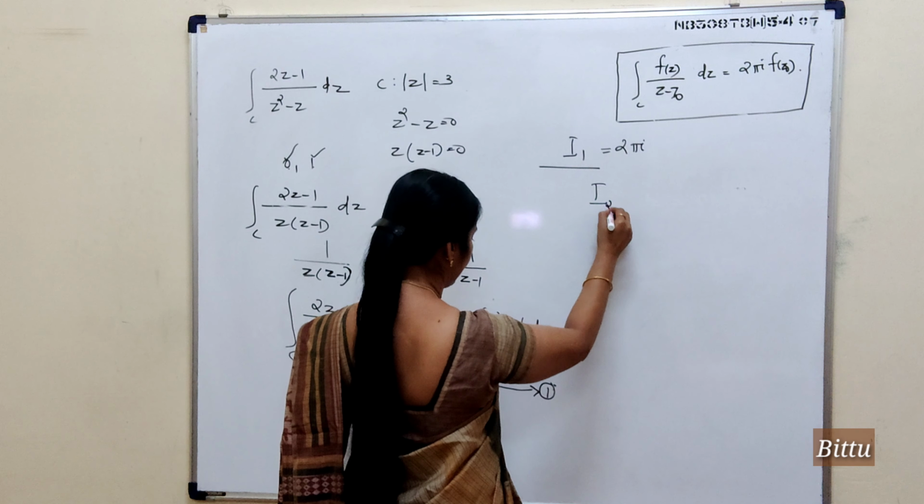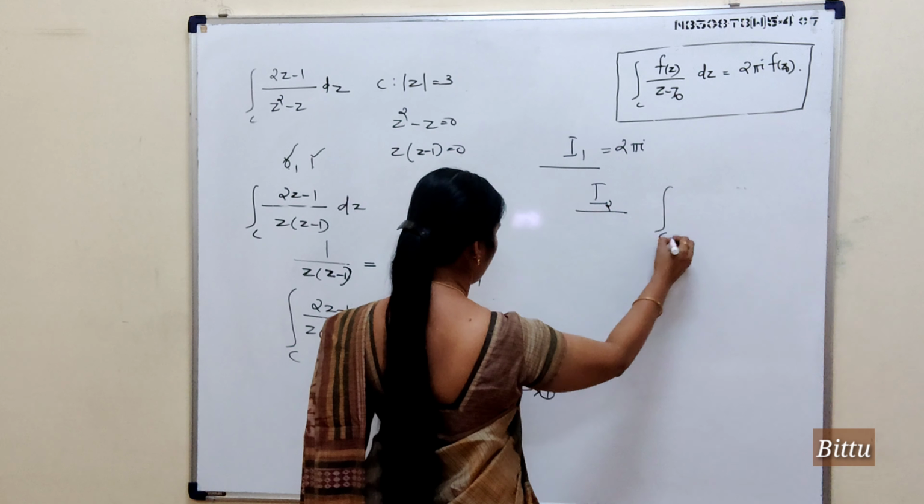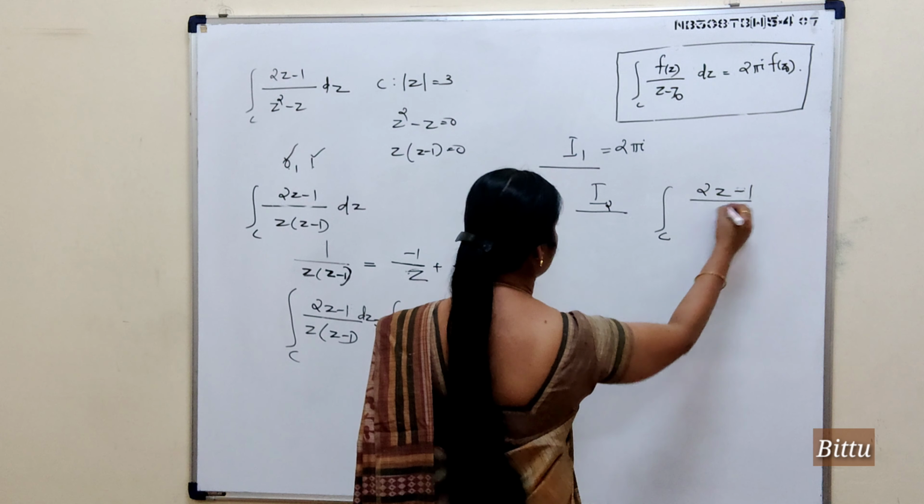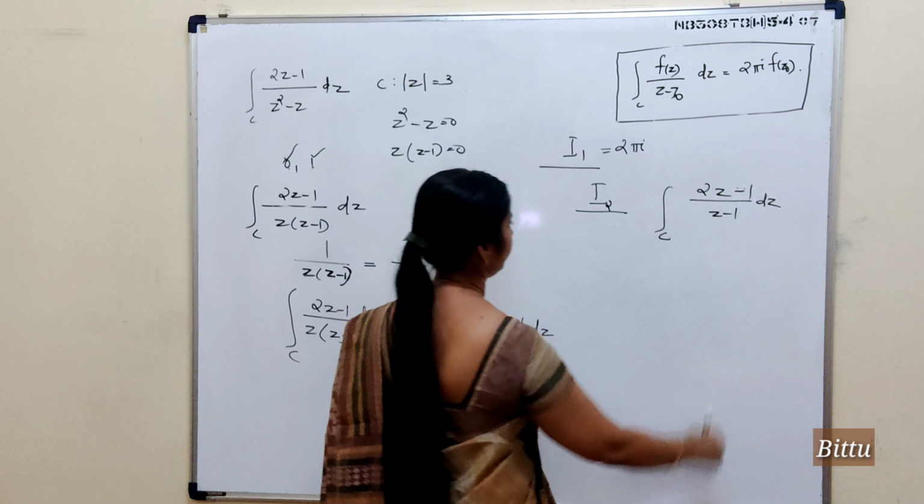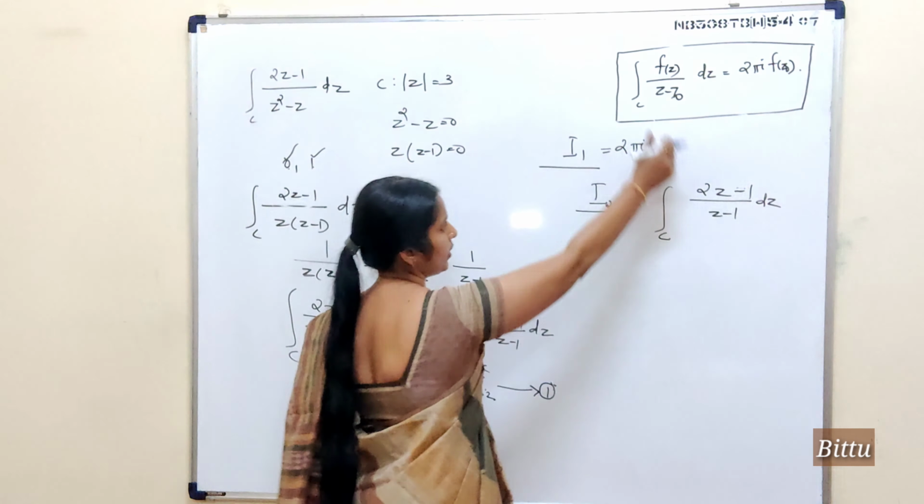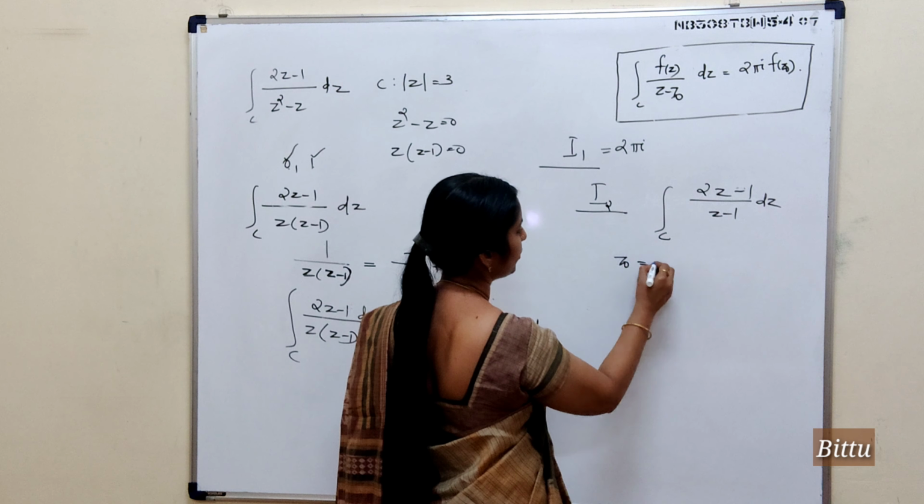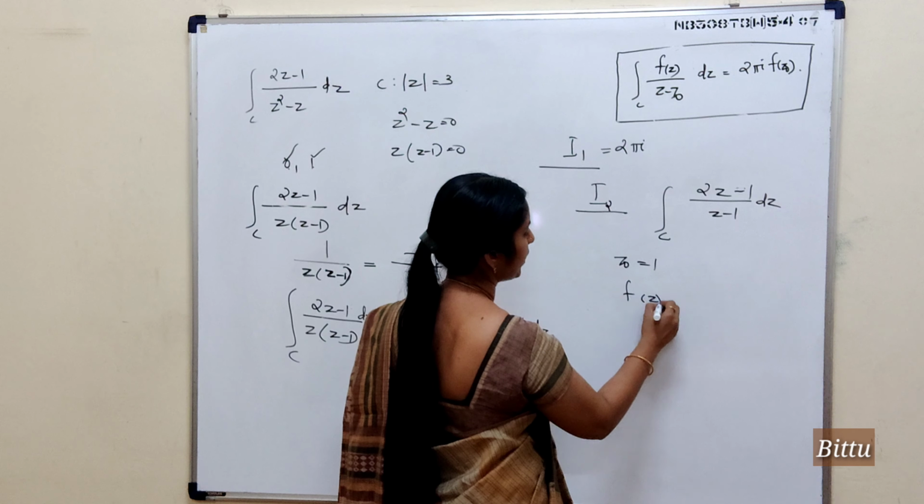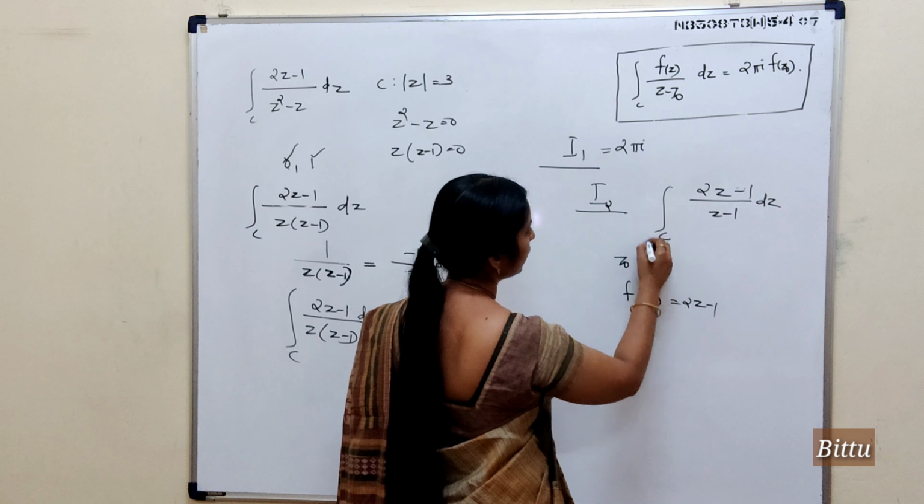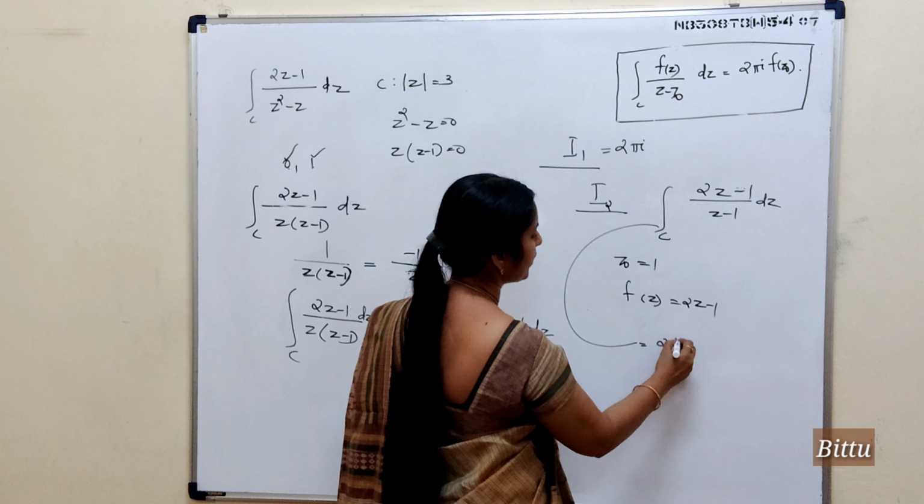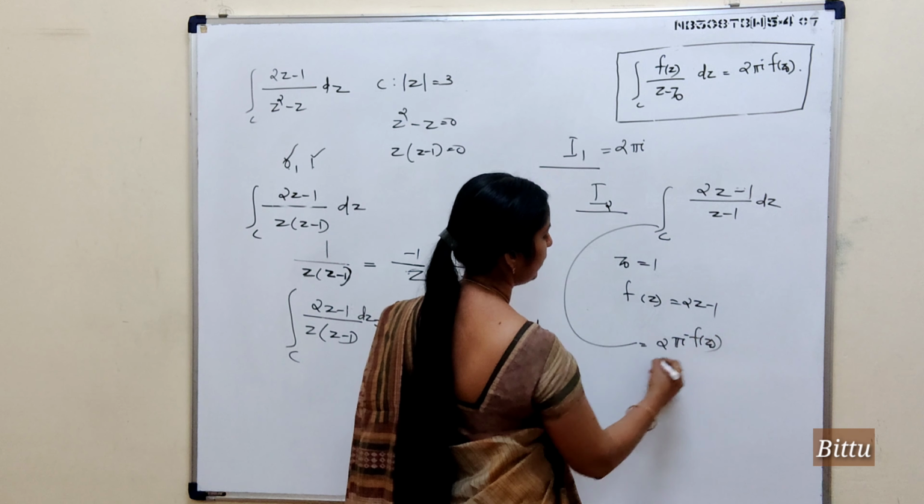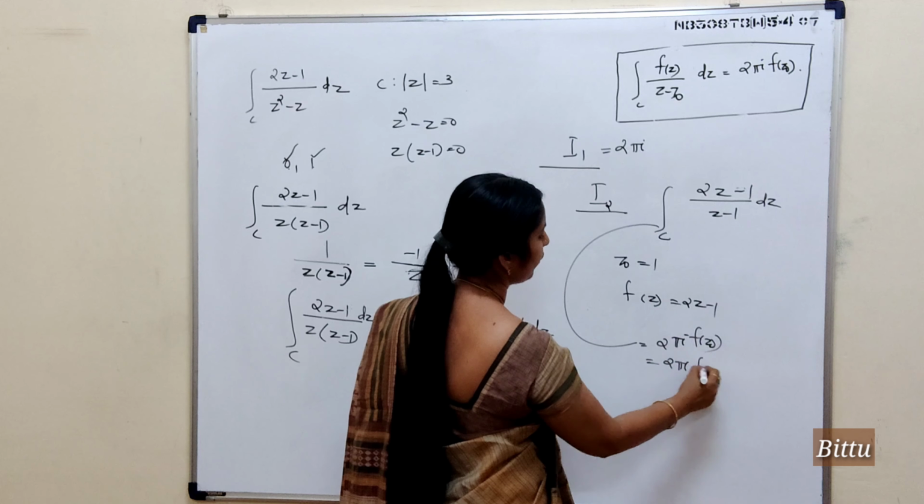So consider the integral I2. I2 is the integral over C of (2z minus 1) by (z minus 1) dz. You compare with this integral. So here we have to choose z0 as 1 and f(z) as 2z minus 1. So by Cauchy's integral formula, its answer is 2 pi i into f of z0, that is 2 pi i into f of 1.